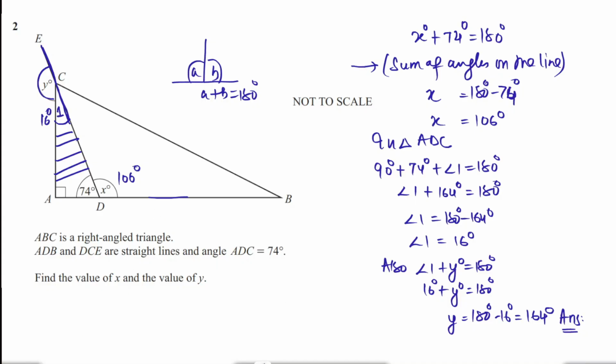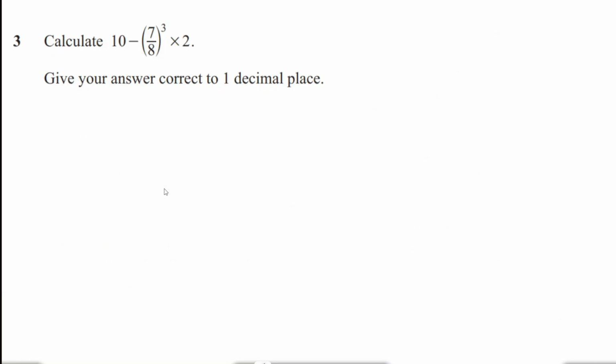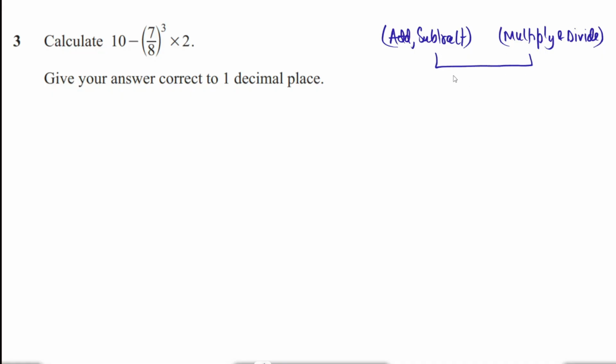Okay, let us see further. Calculate 10 minus (7/8) raised to the power 3, multiplied by 2. What is happening here? Addition and subtraction are one group, and the second group is multiply or divide. If you have members from these groups, then you always need to use BIDMAS, or as some say, BEDMAS.